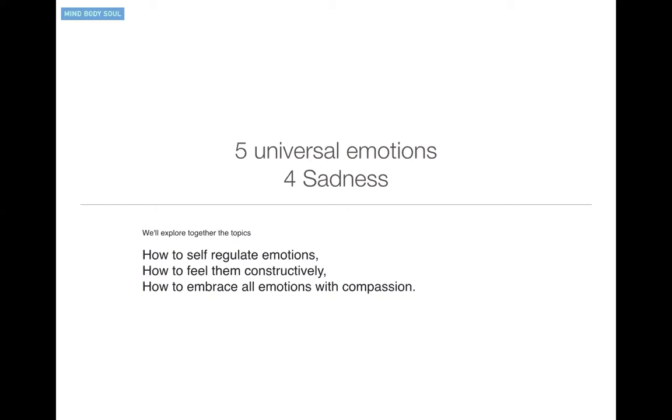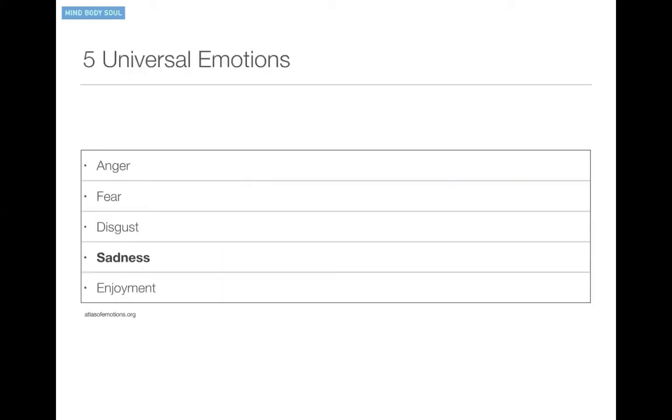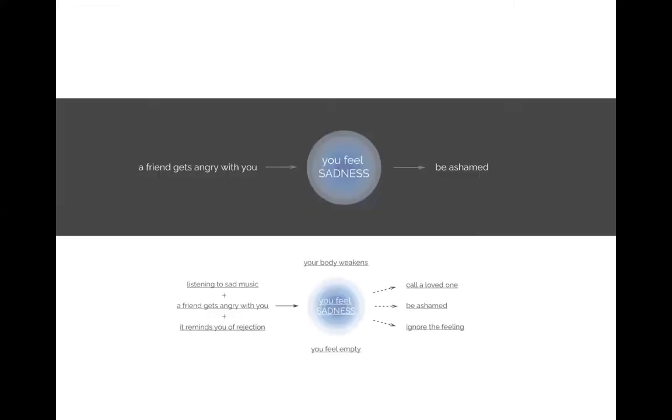What we are going to do today is learn how to self-regulate emotions, how to feel emotions constructively, and how to embrace all emotions with compassion. Now, the 5 universal emotions: anger, fear, disgust, sadness, the topic of today's discussion, and tomorrow we'll talk about enjoyment. So let's take an example. A friend gets angry with you and you feel sad.